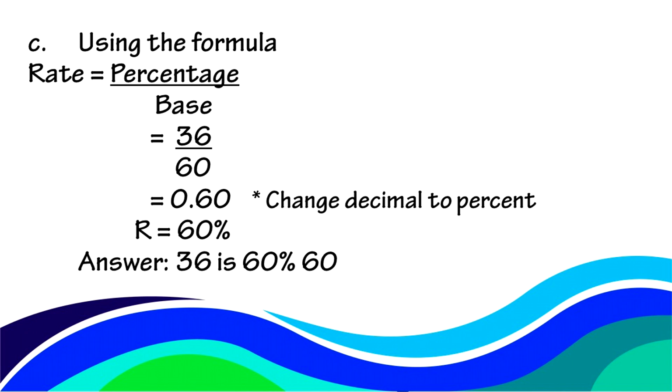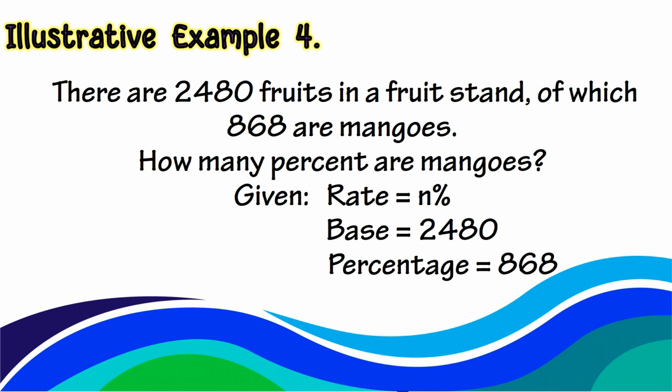So our answer is 36 is 60% of 60. Another illustrative example: there are 2,480 fruits in a fruit stand, of which 868 are mangoes. What percent are mangoes? The given base is 2,480 and the percentage is 868, and we will find the rate.